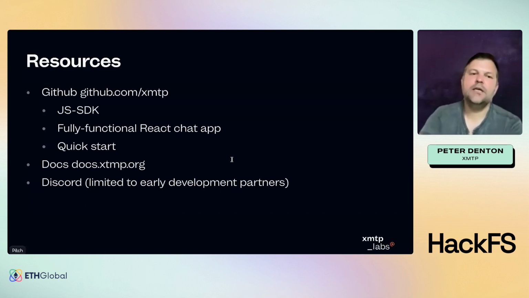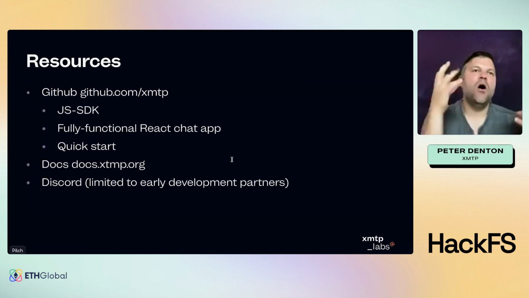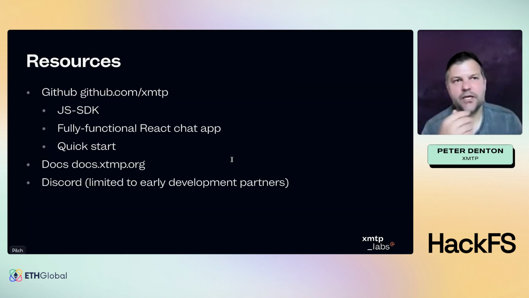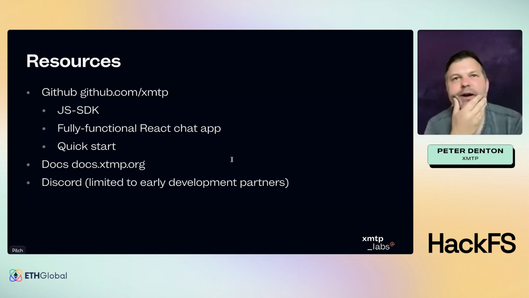So, resources: github.com/XMTP, as I mentioned, has the JavaScript SDK. It does have this fully functional React chat app, and that has everything. So obviously the authentication, conversation views, all of your conversations, message composition, retrieving messages, all of the things the SDK does just work out of the box in the React app, and there's a pretty good quick start guide to get you going. We have our docs at docs.xmtp.org. And then, we're very active on Discord, and we'll be very active in the HackFS Discord channel as well.